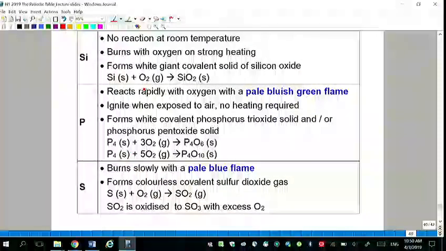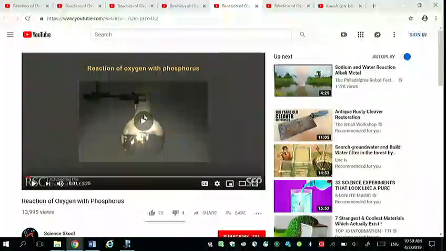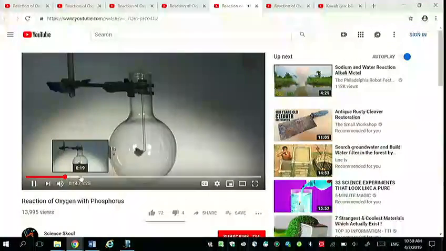Next one, phosphorus, pale bluish green flame. In the video later, you cannot really see that it's pale bluish green, but I'm still going to show it to you. Over here, oxygen with phosphorus. White phosphorus.